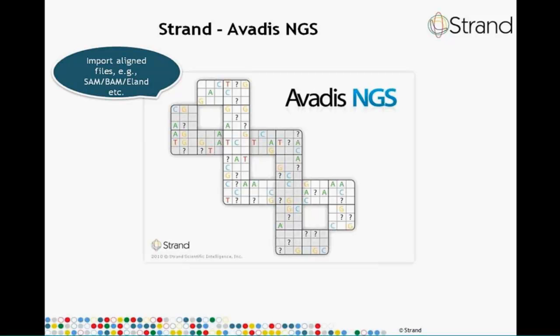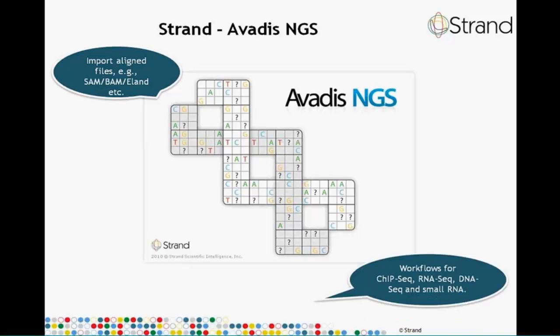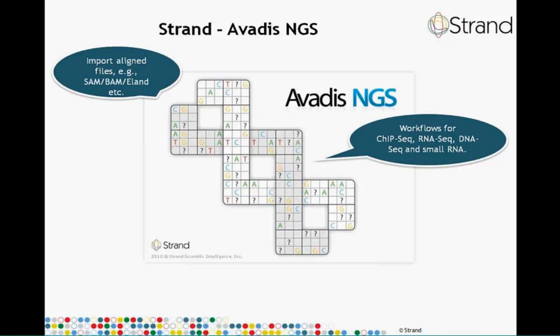Avadis NGS supports import of aligned files in multiple formats. You can import SAM files, BAM files, and you can also import data in aligned format which is specific to the Illumina platform. After you import this aligned data into the tool, depending on the type of experiment that you start off, you'll be presented with a customized workflow for ChIP-seq analysis, RNA-seq analysis, DNA-seq analysis, or small RNA analysis.